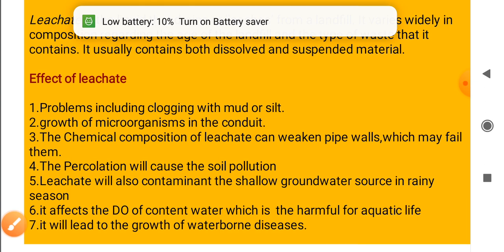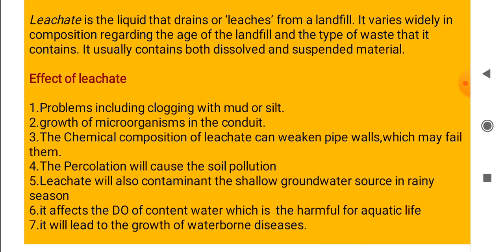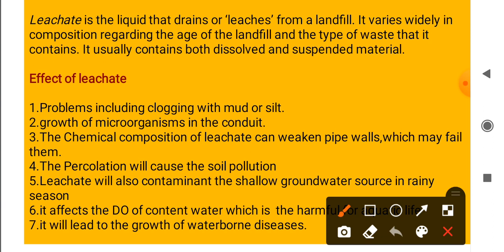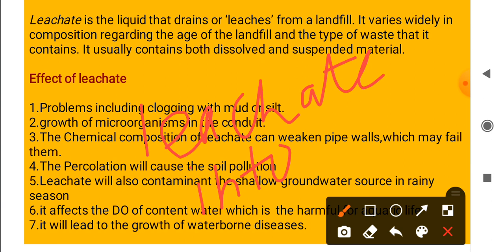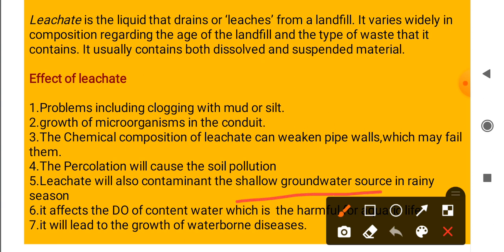Next, the chemical composition of leachate can weaken the pipe walls, which may cause them to fail. Leachate contains different chemical compositions, which make the pipe weaker, and after some days it may fail due to the high pressure of waste. Next, percolation will cause soil pollution. Leachate is in liquid form and percolates into the soil. When it percolates into the soil, soil pollution is caused at that particular part of the soil. Next, leachate will also contaminate shallow groundwater sources in the rainy season.